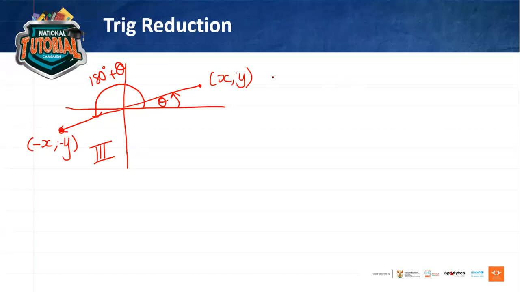If we go back to our sine, cos, and tan, we can now see in the third quadrant what happens if I've got sine of 180 degrees plus theta. Well, we know sine is y over r, so we're going to get negative y over r. Remember, r is the distance from the origin to the point, and it is always positive.